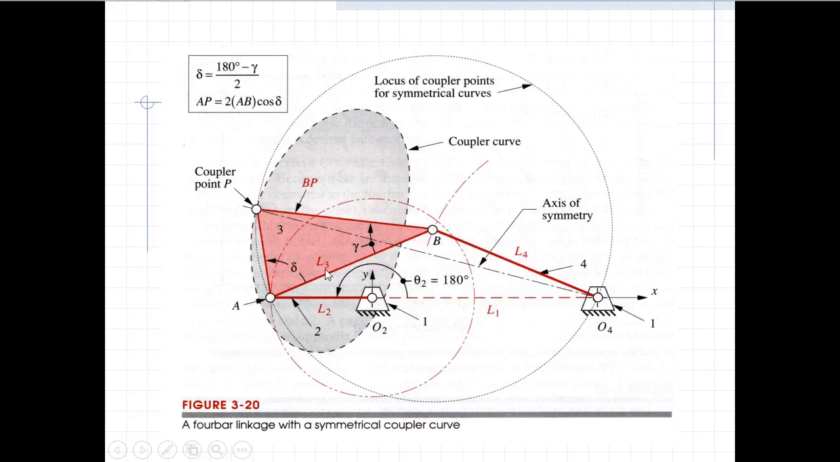Your coupler must be equal to your rocker length. There must be a circle that will have as its center point B, which is where the coupler and rocker meet. Its radius has to be equal to the coupler length. And then you extend your crank so that it is collinear with your ground link. Then wherever you put your point P on this curve and connect it to O4, you will find a symmetric path generated at that location.